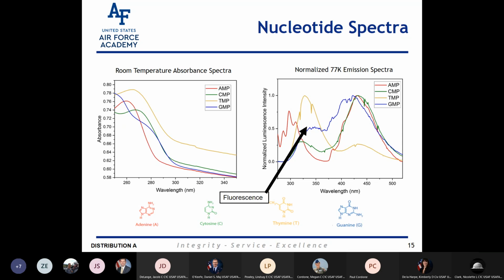These peaks that are towards the left at shorter wavelengths, those are our quicker fluorescence bands. And then on the right at longer wavelengths, the slightly wider peaks, those are our longer-lived phosphorescence bands.